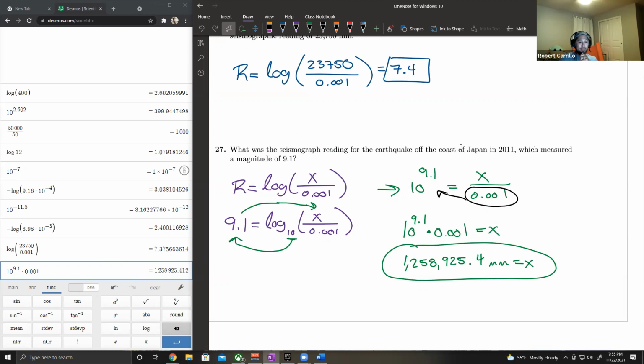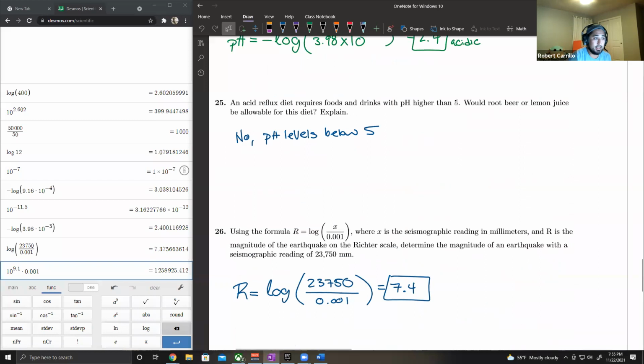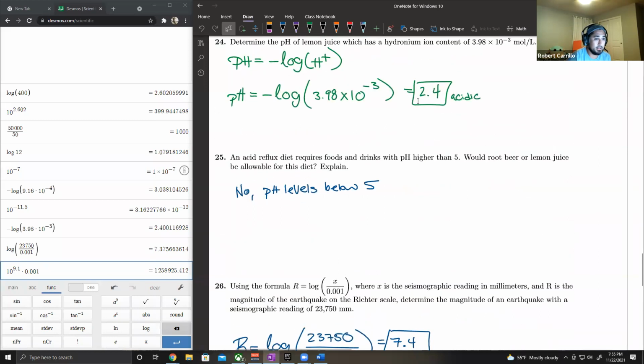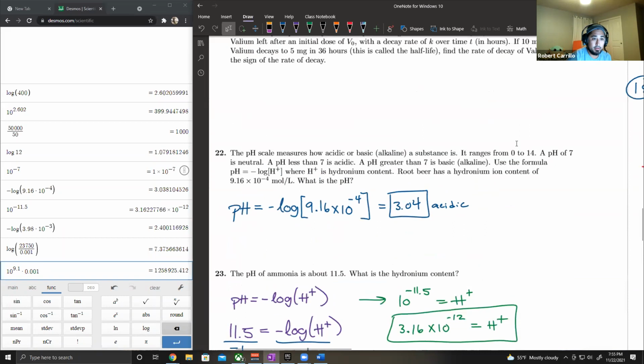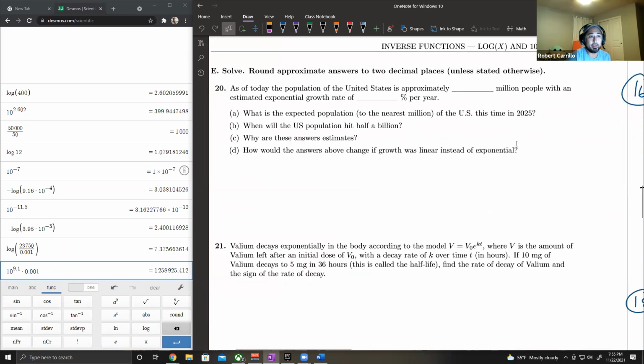All right. Everybody good with those two? Okay. Now we can go to those other two problems. Let's see. All right. Now we're back to PERT on both of these. So 20. As of today, the population of the United States is approximately blank million people with an estimated exponential growth of blank percent per year.